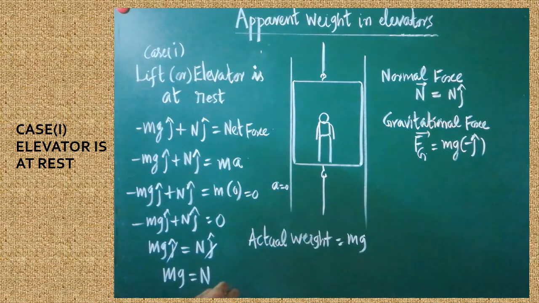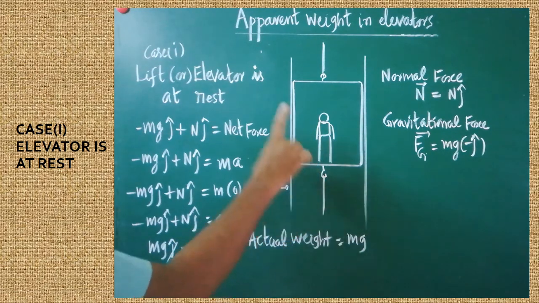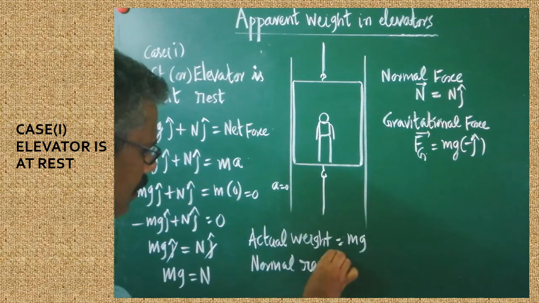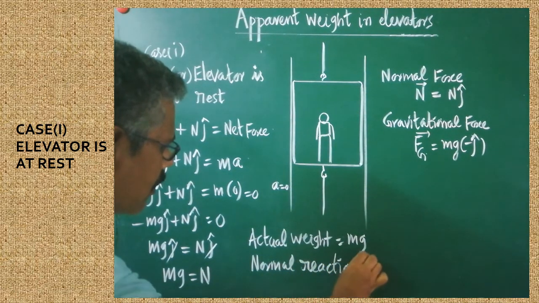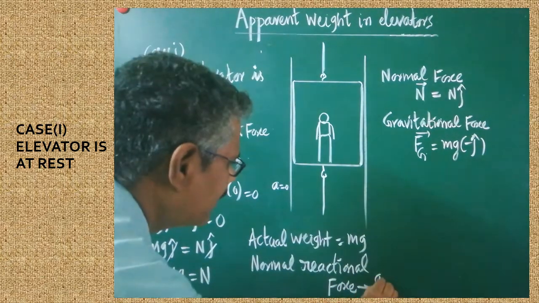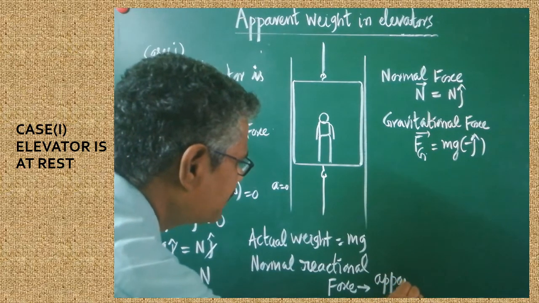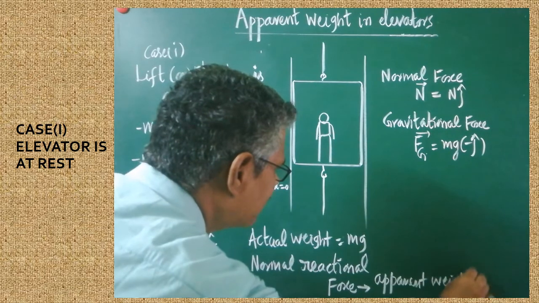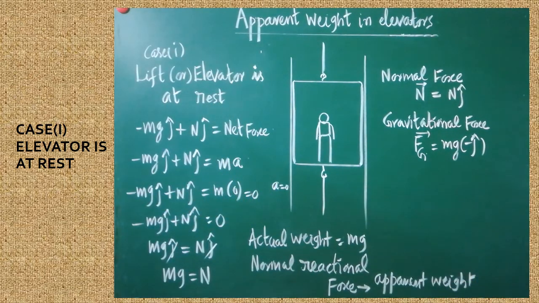Are you clear? And then the reactional force, that is the normal reactional force, that one gives you the apparent weight. Always don't forget, the normal reactional force alone is the measure of the apparent weight. Here look at that, mg is equal to N.